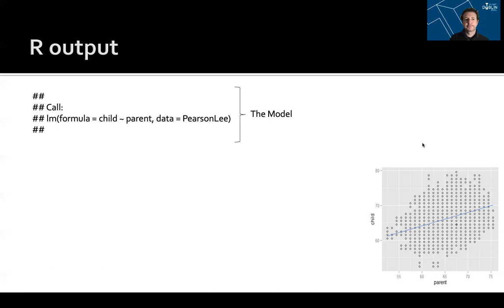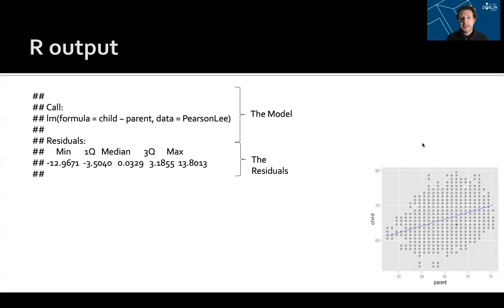So our model is just what the command was, lm child tilde parent, using the Pearson Lee dataset. The residuals, this is where we need to keep an eye. I'll talk about this at the very end of the lecture, but let's just mention it now. The residuals should be centered around 0. So their mean should be 0, and they are. The median should be close to 0, which it is. The minimum and the maximum should be the same but with different signs, and the same with the first quartile and the third quartile. The residuals here look okay, and we can talk more about residuals in the class.